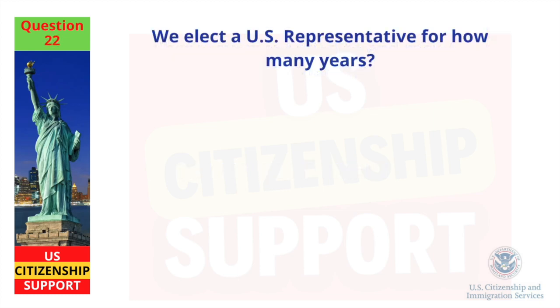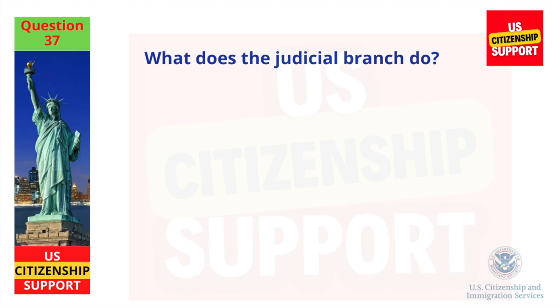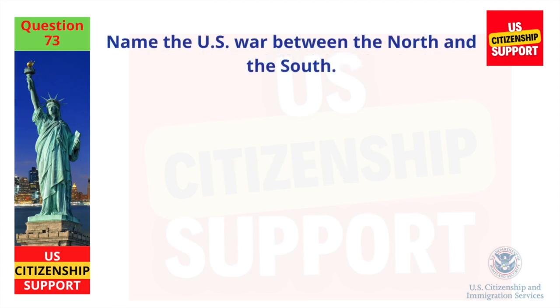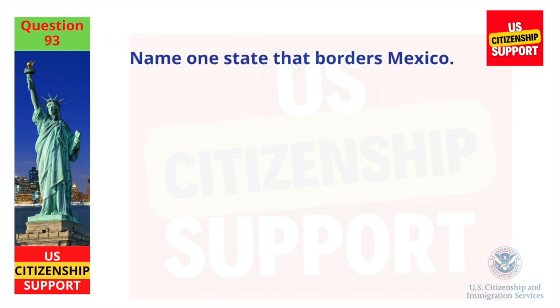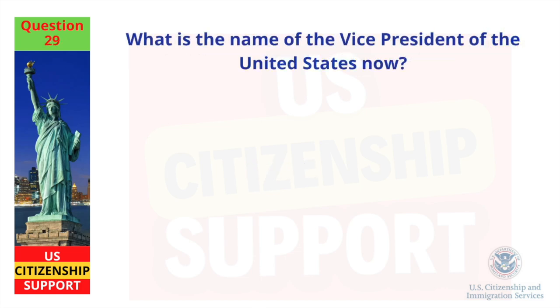We elect a US representative for how many years? Two. What does the judicial branch do? Name the U.S. war between the North and the South. Name one state that borders Mexico. What is the name of the Vice President of the United States now?